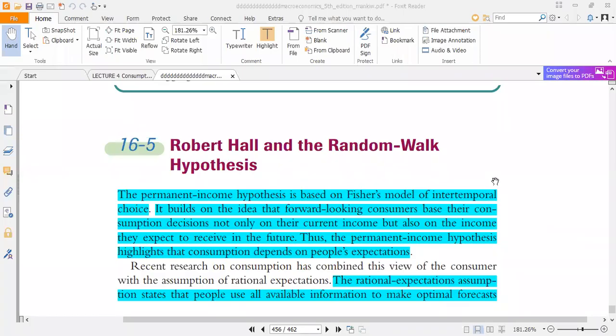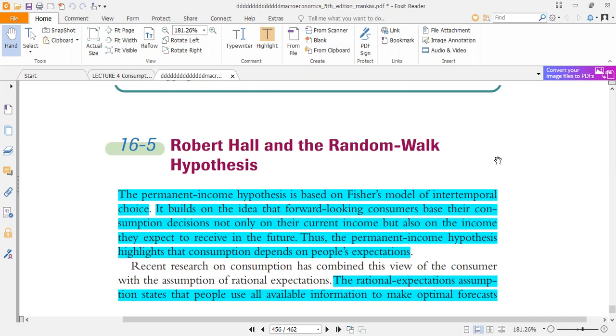Okay, so far, apart from Keynes's absolute income hypothesis, the other consumption theories that we looked at, the permanent income hypothesis and the life cycle hypothesis, they all base their theories on the intertemporal consumption choice by Irving Fisher, in that they assume the consumer is rational and also the consumer is forward looking. Okay, the consumer is forward looking.